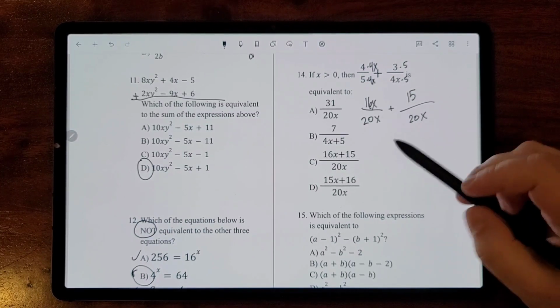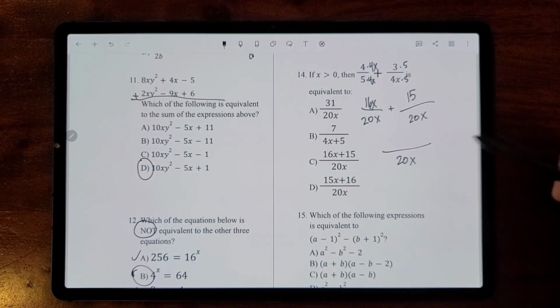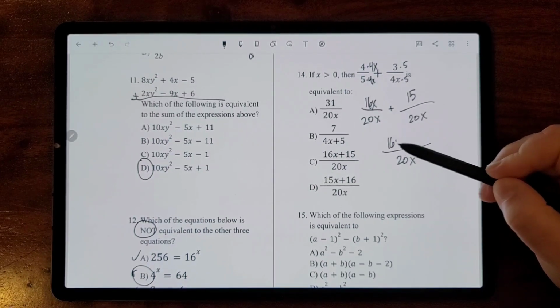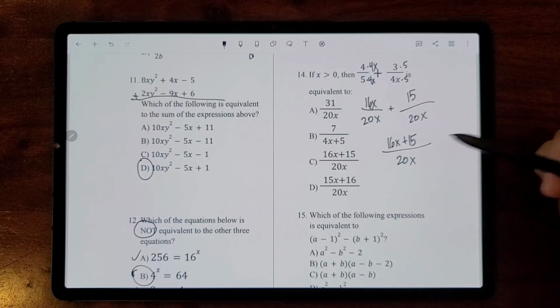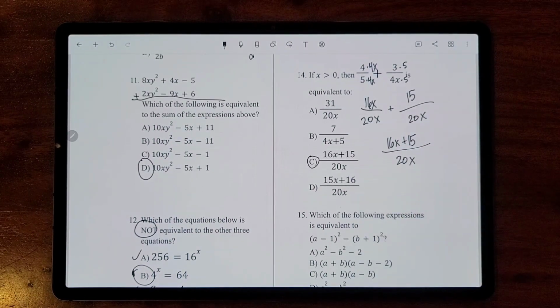So now, remember when we add fractions, we keep that common denominator, 20x, and then we just add the numerators. So then the correct answer here should be C.